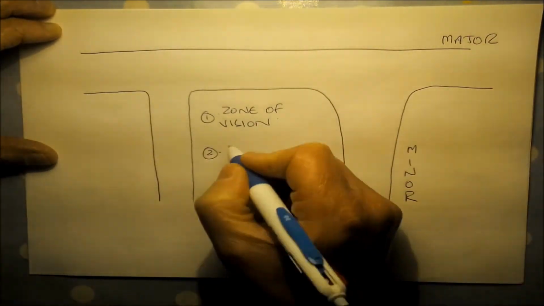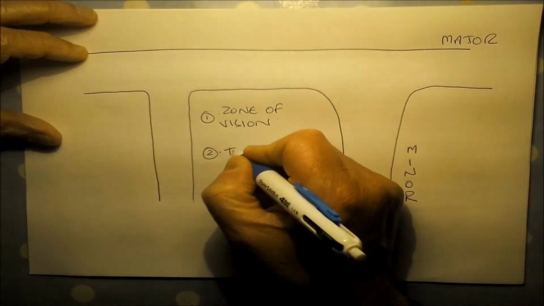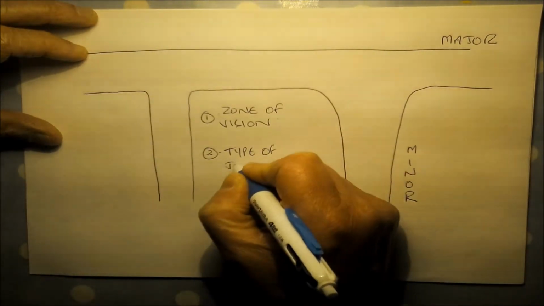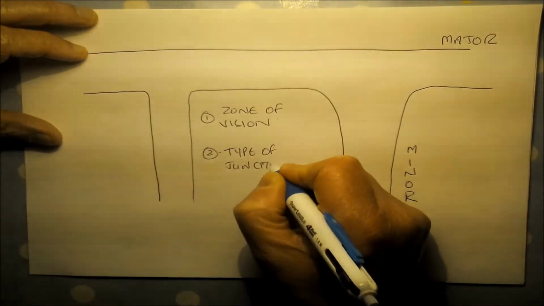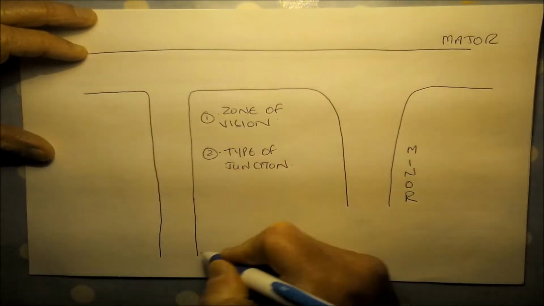is the type of junction that it is. Okay, now I'm going to go into that in a little bit of detail because it's necessary information that you need.